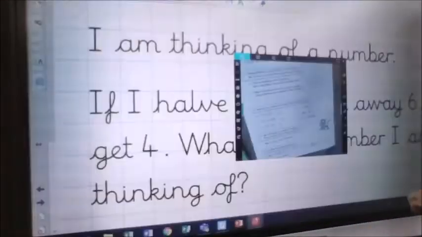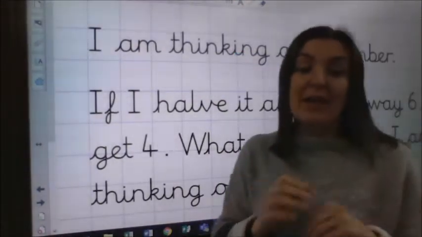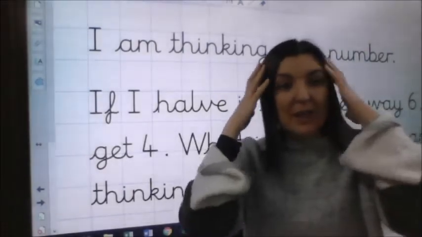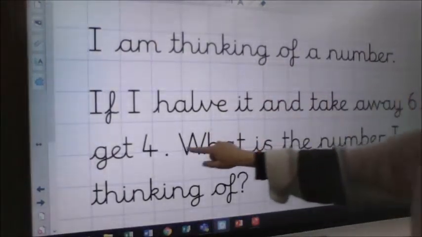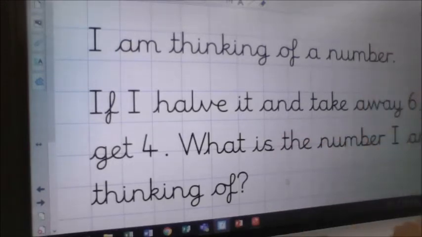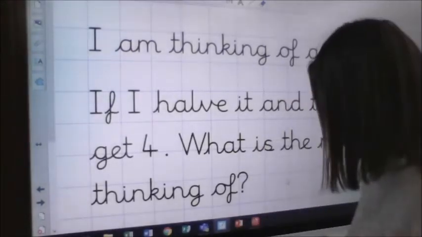Right, finally then, the final two sections, you've got, again, to use the inverse. So you've got, I'm thinking of a number. If I halve it and take away 6, I get 4. What number am I thinking of? So again, you've got to use the inverse.